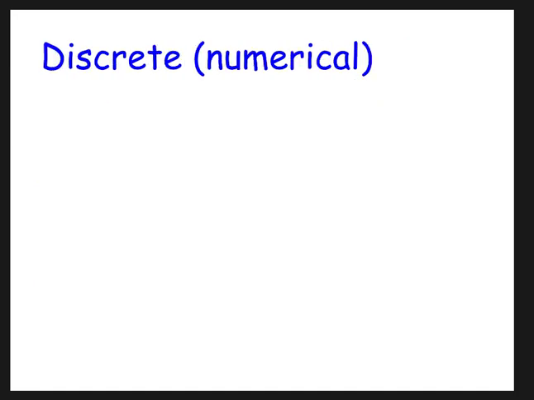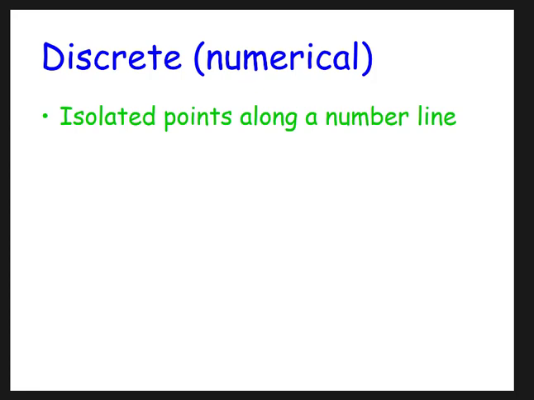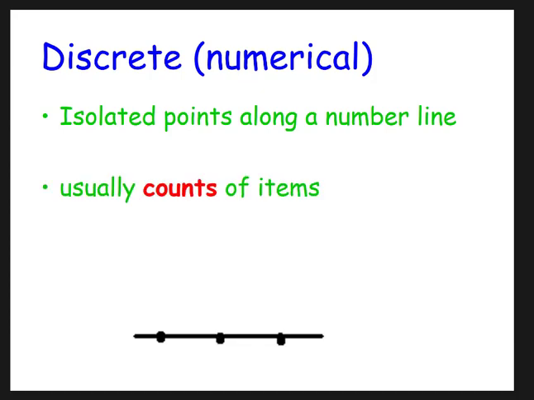Well, let's look at discrete numerical data a little more closely. It has isolated points along a number line. In other words, they're counted. So usually a count of items, but you can have isolated points, 1, 2, 3, or it might even be 0.5, 1, 1.5, whatever. But the main thing is that there are gaps or spaces between those values. There are values in between them that cannot be taken on.